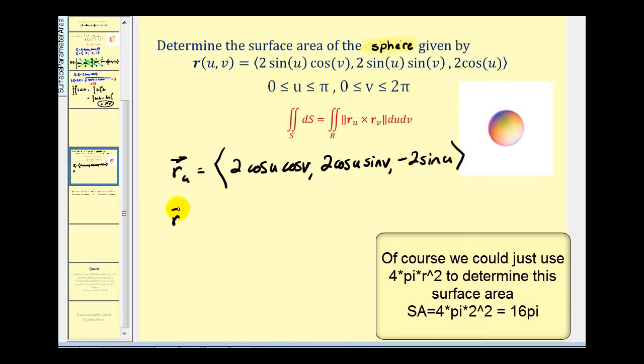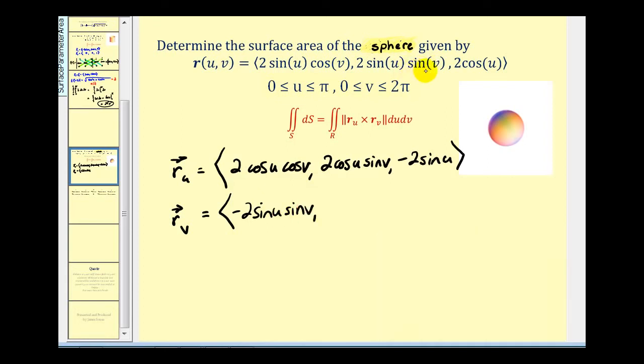Then the partial derivative of r with respect to v, well, this would give us a negative sine v, so we'll have negative 2 sine u sine v. The derivative of sine v would be cosine v, so we'll have 2 sine u cosine v, and then here we'd have 0. So now we need to determine the cross product of these two vectors and then determine the magnitude of the result.